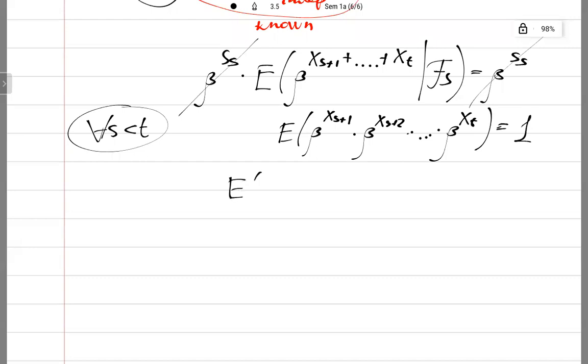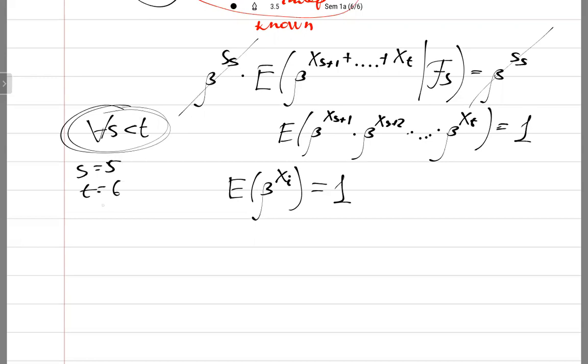Okay, it follows that the expected value of each term should be 1. Because I can take s equal to 5 and t equal to 6, and I obtain the expected value of beta to the power x6. So this holds for any s. Let's take s equal to 5, t equal to 6, and I will have the expected value of beta to the power x6 should be equal to 1.